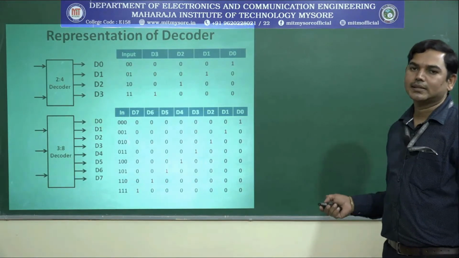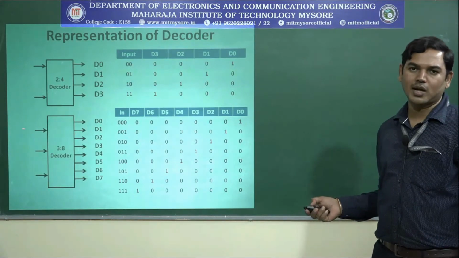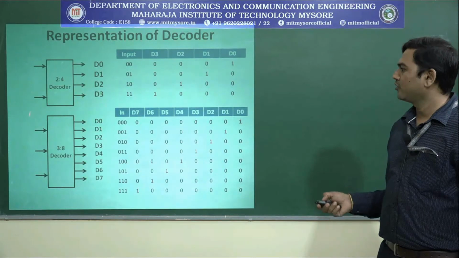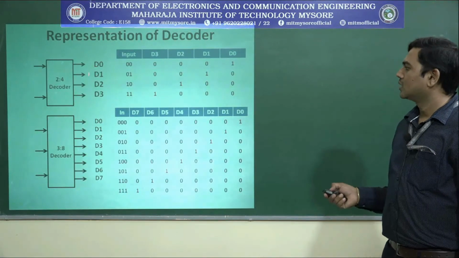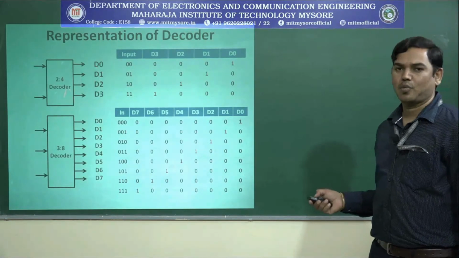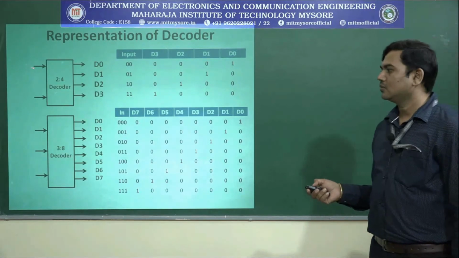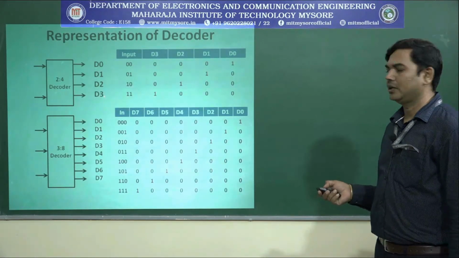A decoder is a digital circuit which has n input lines and 2 power n output lines. Based on the index whatever we place at the input lines, only one corresponding channel at the output line will respond. It is also called few to many.